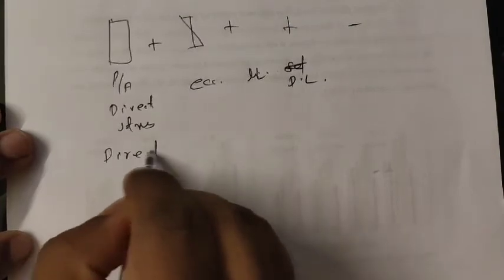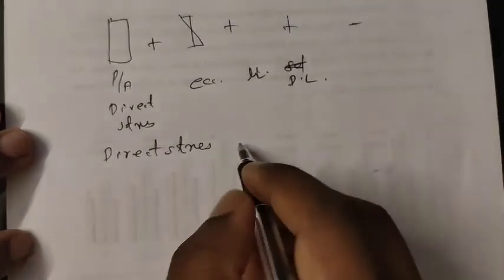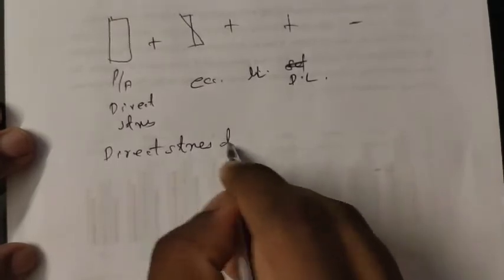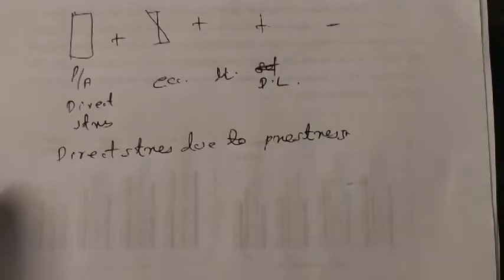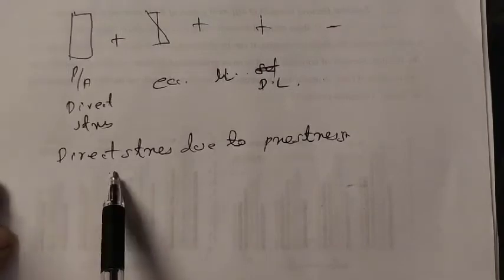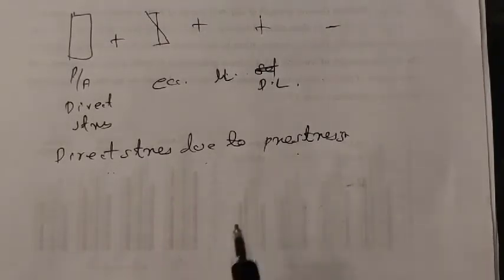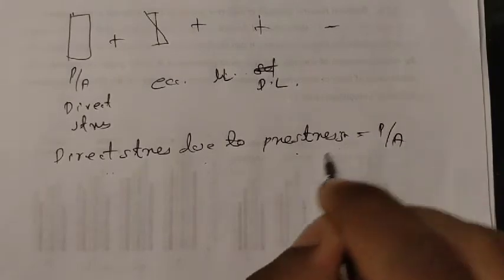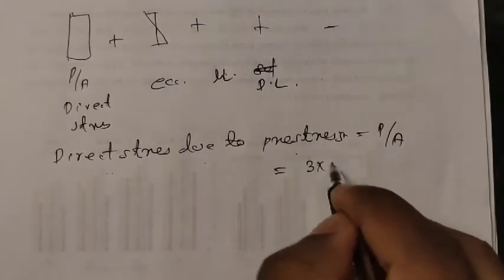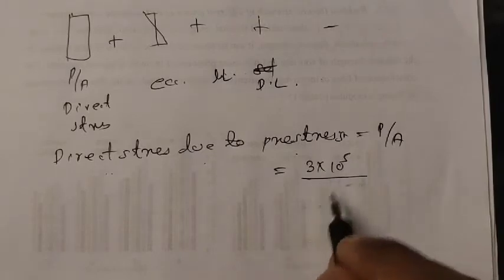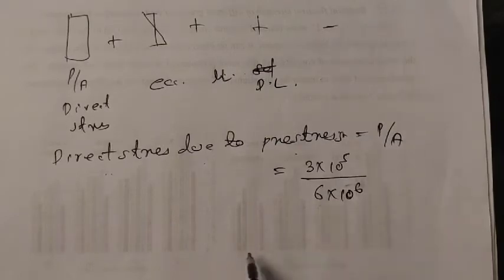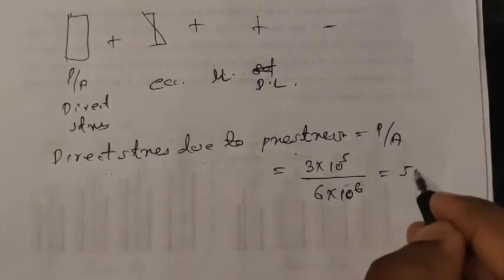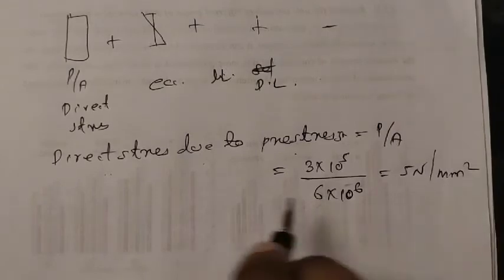The next thing is direct stress due to pre-stress. We want to calculate that. That is equal to P by A. So we know the P value, that is 30 by 3 into 10 power 5, divided by the area of the section, that is 6 into 10 power 6. That is equal to 5 Newton per mm square.